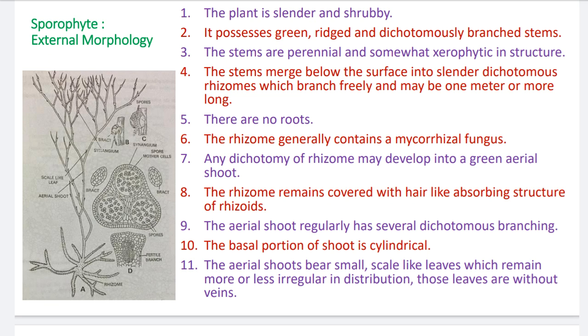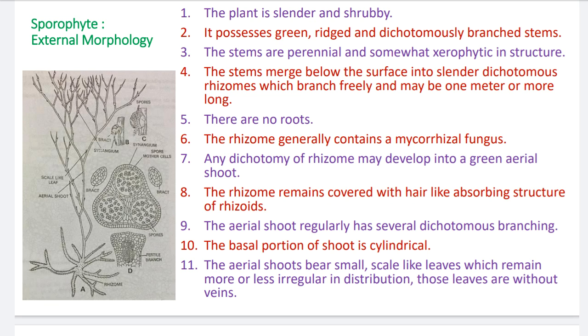Number 4, the stems merge below the surface into slender dichotomous rhizomes which branch freely and may be 1 meter or more long. Okay, at the base, in the underground portion, there are the rhizoids. There is the rhizome, and that rhizome is again a long and dichotomously branched structure. Number 5, there are no roots, roots are absent. All functions of the roots are conducted by the underground rhizomes.